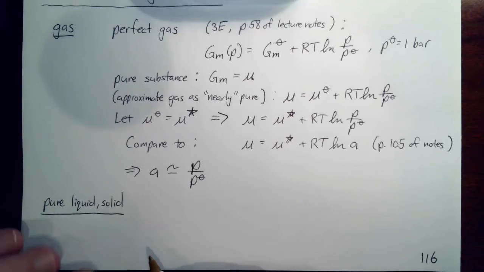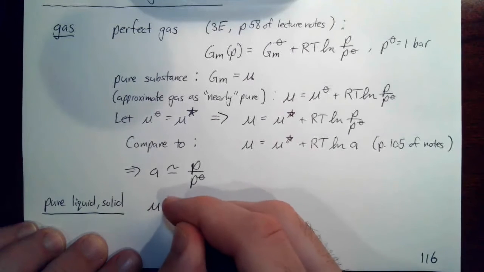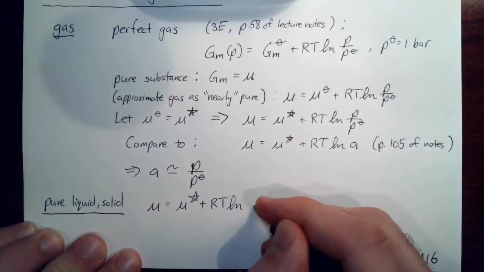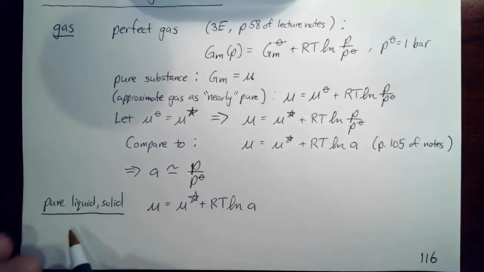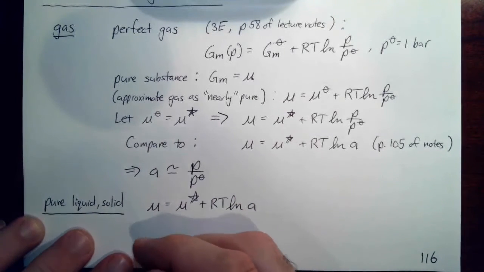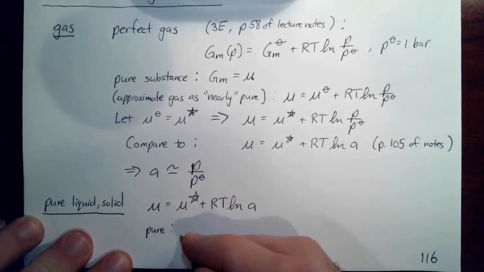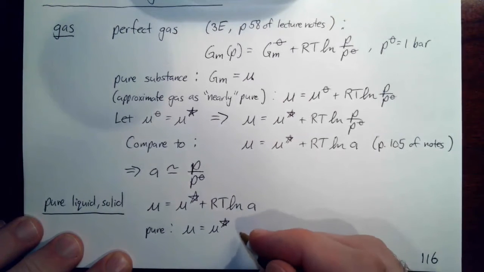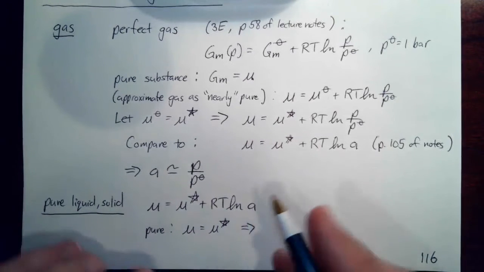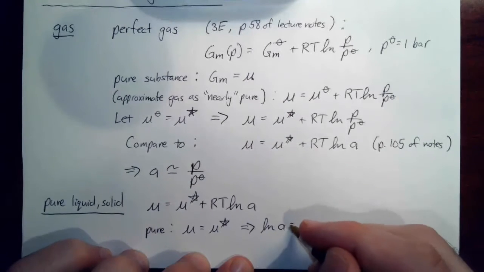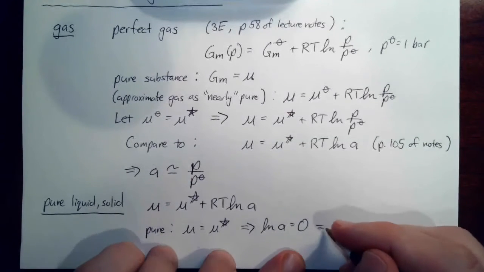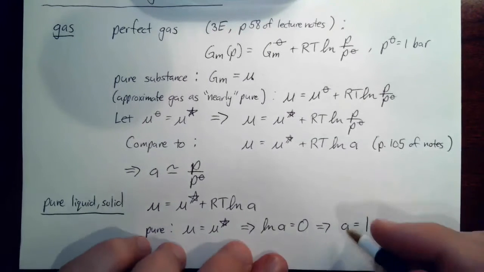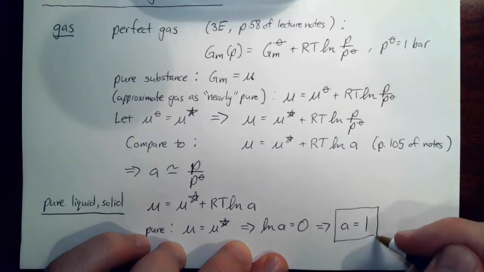Okay, now for a pure liquid or solid, we're going to return to this equation: mu equals mu star plus RT ln A. If this is a pure liquid or a pure solid, then that implies that mu equals mu star, which implies this quantity must be 0. So the natural log of A must be 0, which would imply that A equals 1. So for a pure liquid or solid, we can write A equals 1.